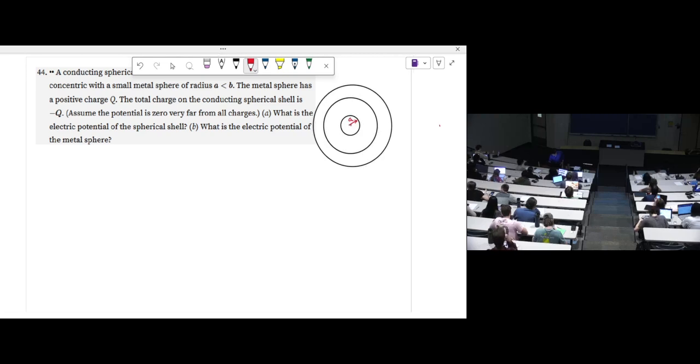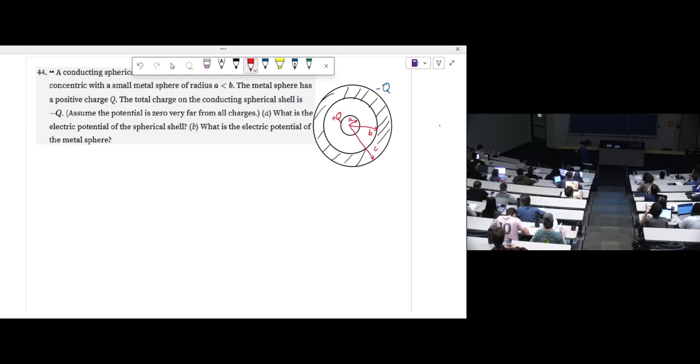This is A, this is B, and this right here is C, right? And then this is a finite, non-infinitesimally small shell. On here, we've got charge minus Q, and on this, we've got charge plus Q. And what is the electric potential of the spherical shell?